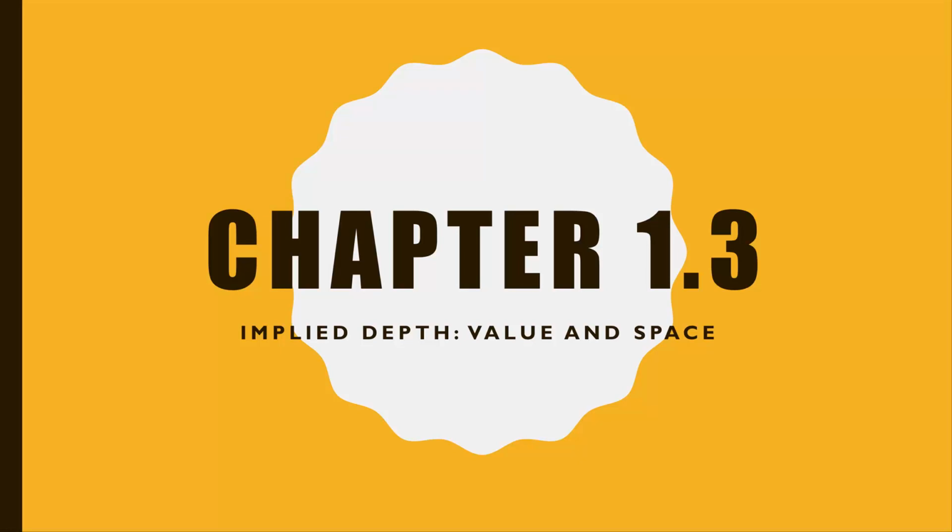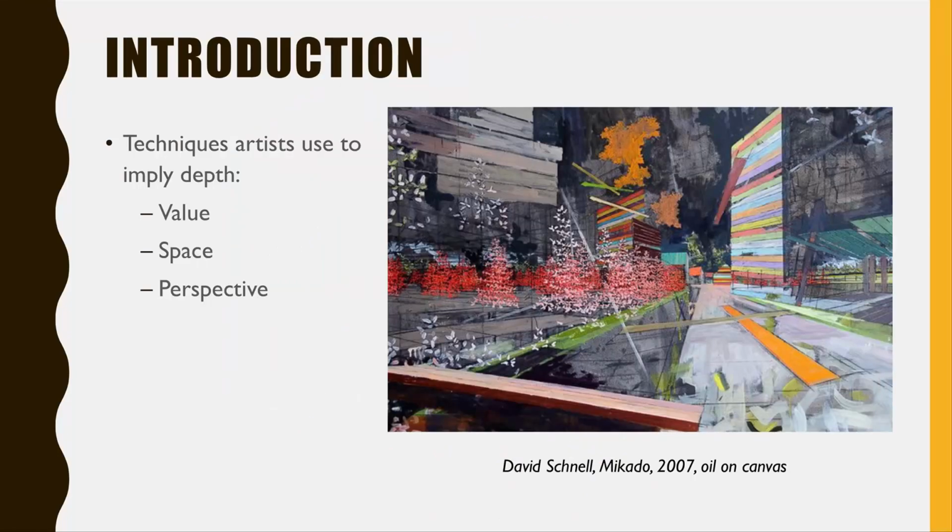Okay, so let's take a look at chapter 1.3, Implied Depth, Value, and Space. So I really like this artist. His name's David Schnell. He's a contemporary painter from Germany, and he uses all of these within his paintings, which are usually really large, to convince us of depth. The value in this case, the lights and the darks, the space, and also the perspective, which we'll talk about, these three in depth.